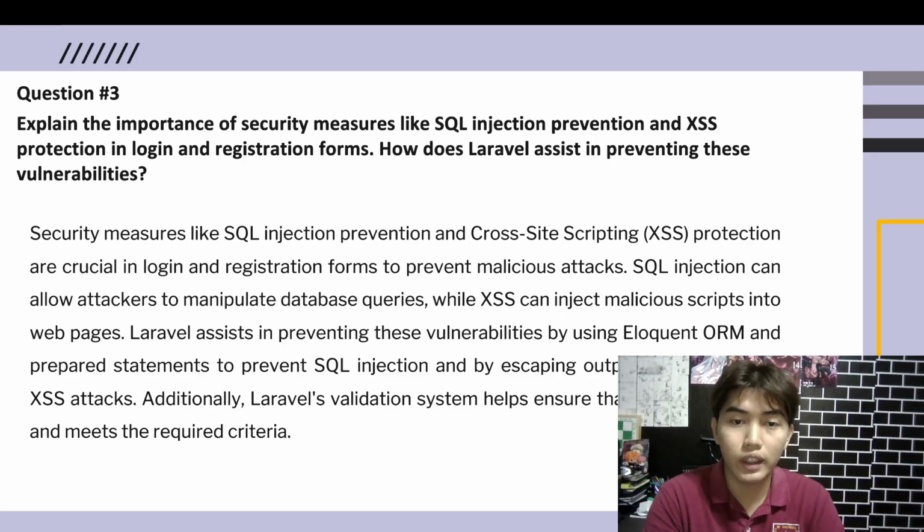Security measures like SQL injection prevention and cross-site scripting protection are crucial in login and registration forms to prevent malicious attacks. SQL injection can allow attackers to manipulate database queries, while XSS can inject malicious scripts into web pages. Laravel assists in preventing these vulnerabilities by using Eloquent ORM and prepared statements to prevent SQL injection, and by escaping output data to prevent XSS attacks. Additionally, Laravel's validation system helps ensure that user input is safe and meets the required criteria.